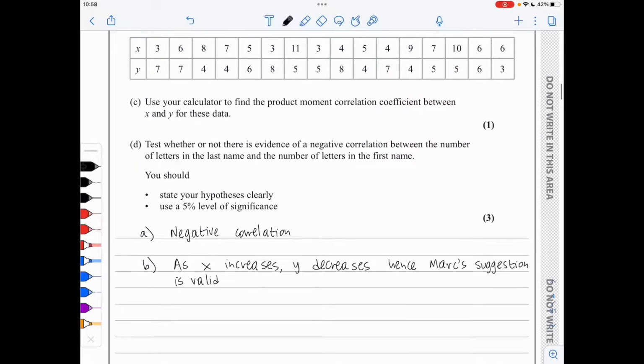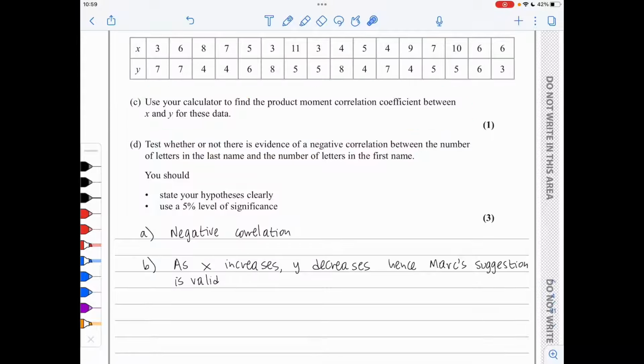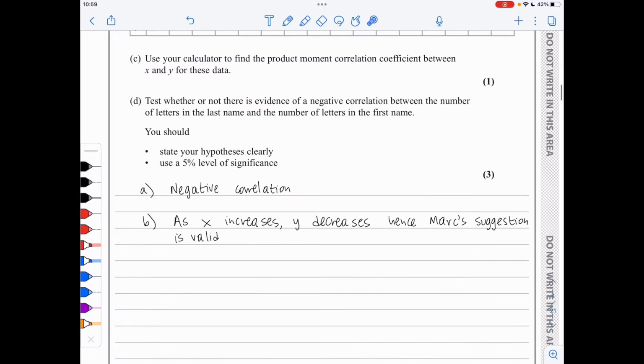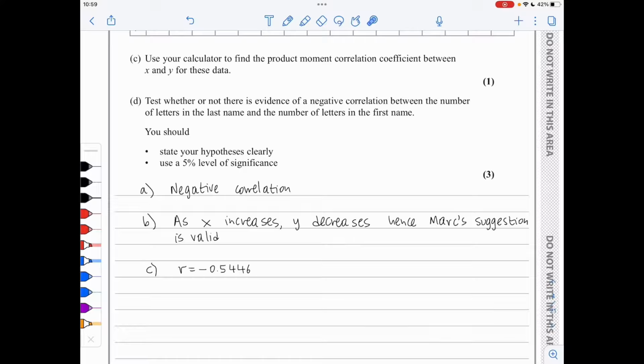In C, we need to use our calculator to find the product moment correlation coefficient for this data. So I simply plug in all the data on my calculator. I get R to be negative 0.5446. The fact that I got a negative answer is a good sign because it supports the idea here that we have qualitatively said that there is negative correlation.